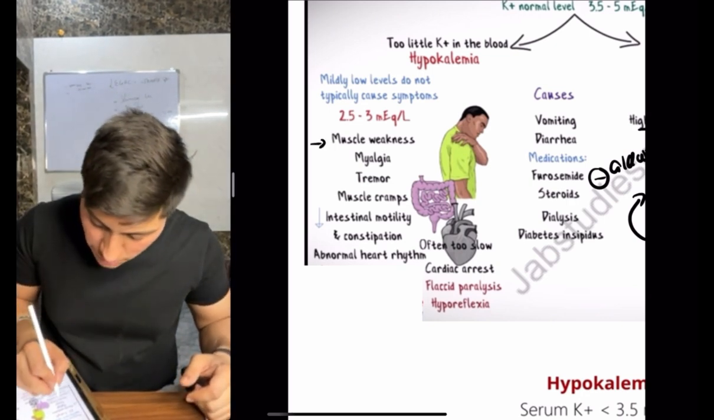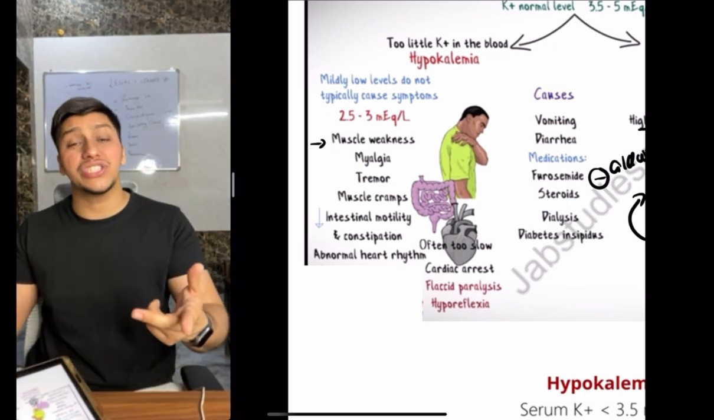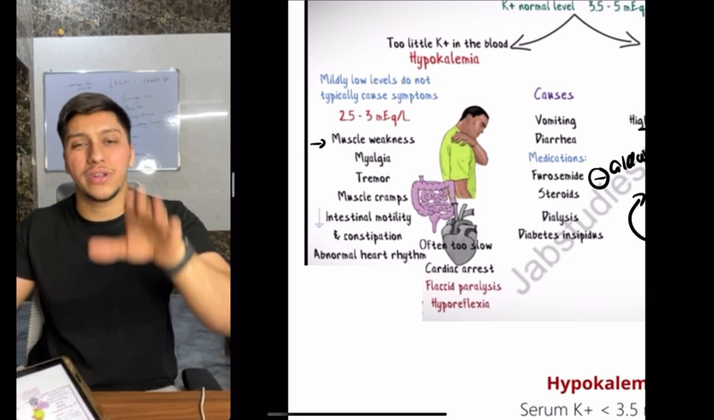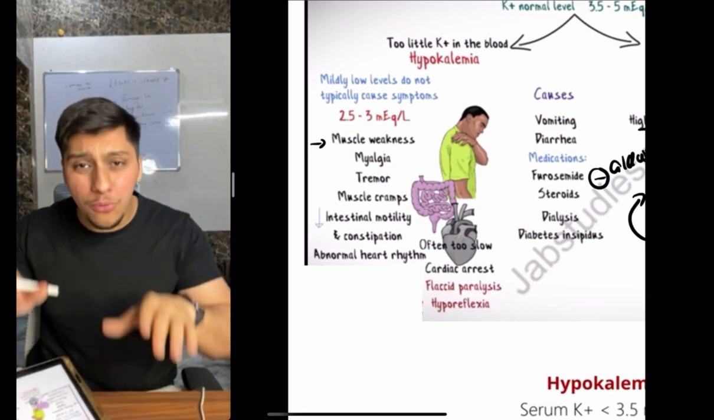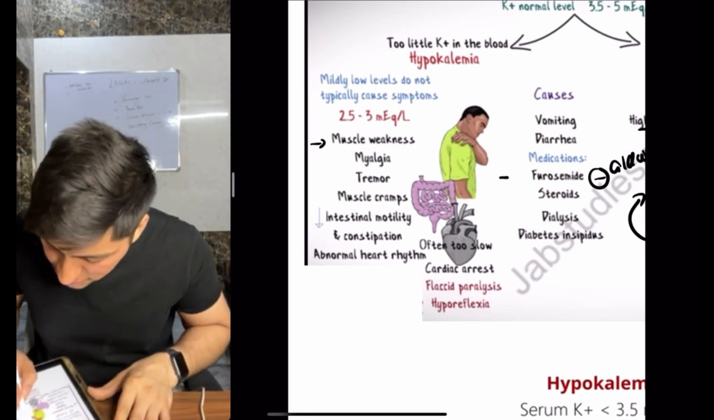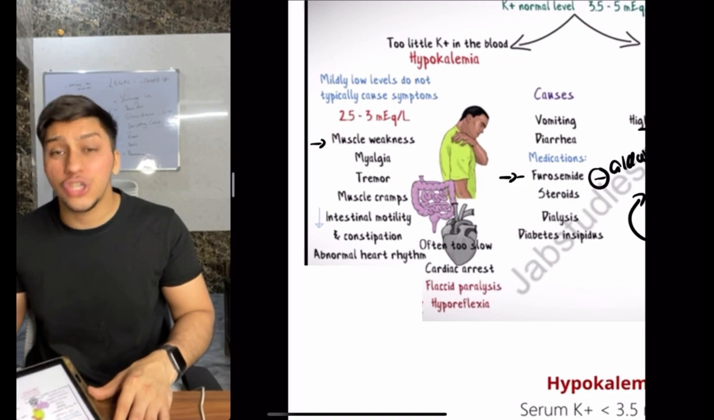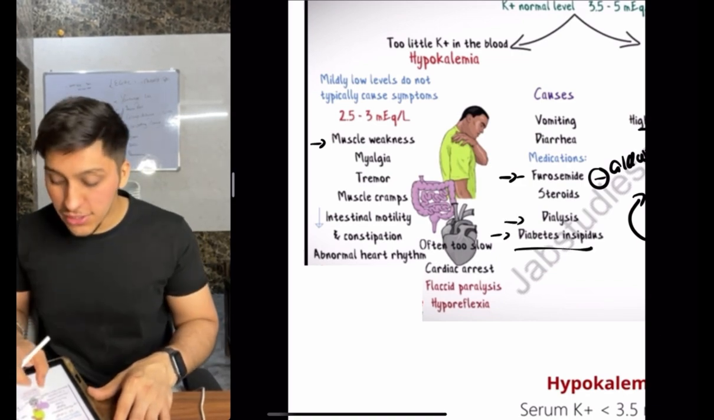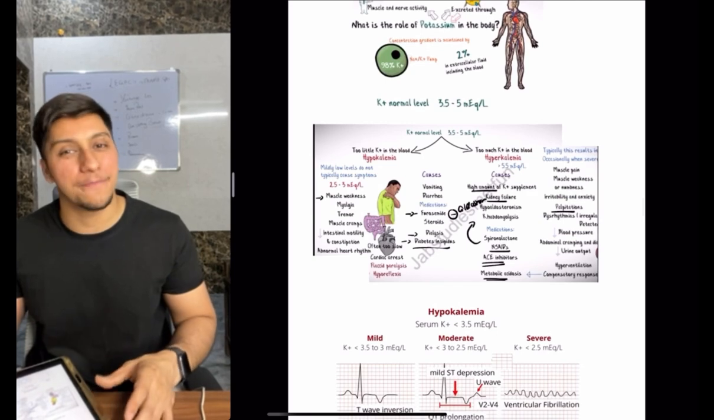Again, the symptoms are the same: muscle weakness, myalgia, tremors. The patient can have a decrease in motility. So remember, hypokalemia, hypomotility, constipation. Okay, the classic history and the drugs, as I told you, are furosemide, steroids, dialysis, and diabetes insipidus. So this is all about hypo and hyperkalemia.